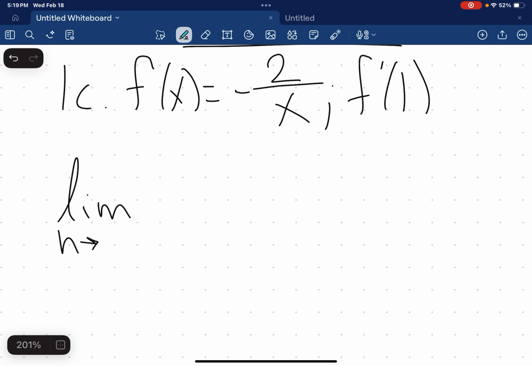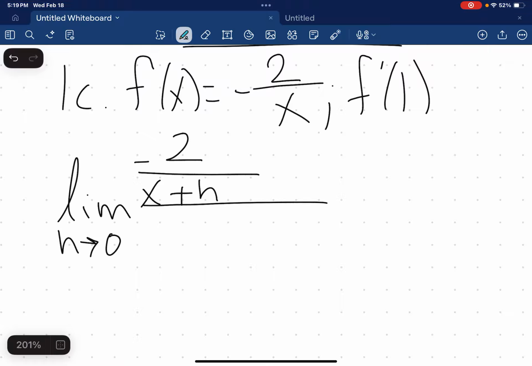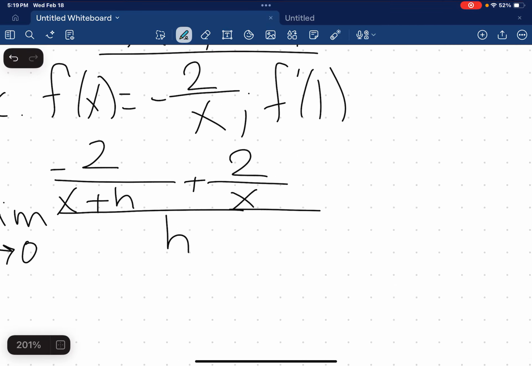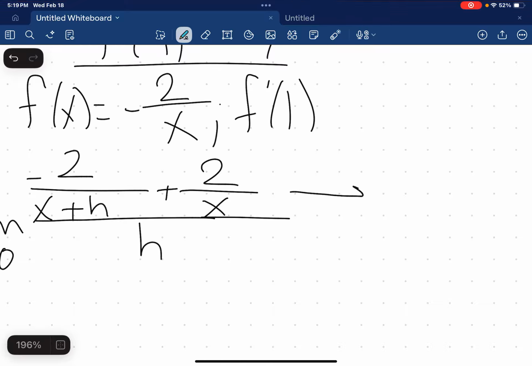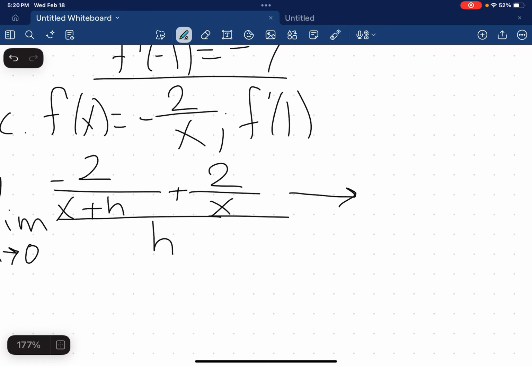As h approaches 0, we get negative 2 divided by x plus h minus negative 2 divided by x, which is just the original function, over h. Okay, first step here is we're going to need to combine like terms on the numerator. So I'm just going to come to the side here. To combine like terms, we need like denominators.